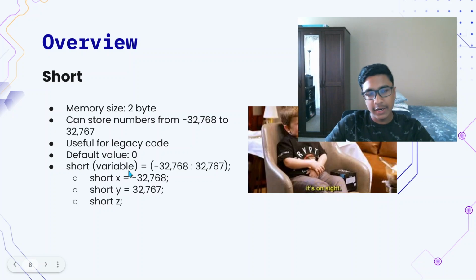The variable assigning is similar to byte also. First you say short, the name of the variable, and the correct number. The way you assign short is also the same. And z will be equal to 0.